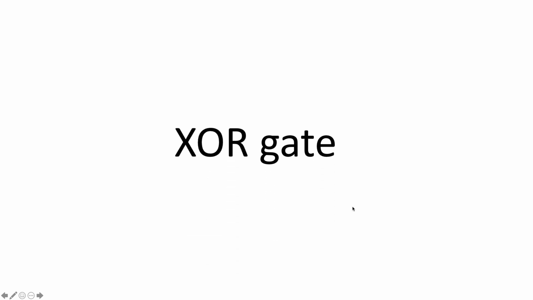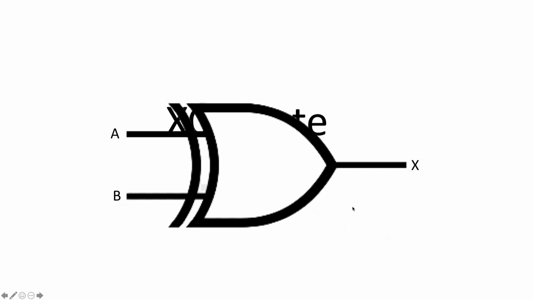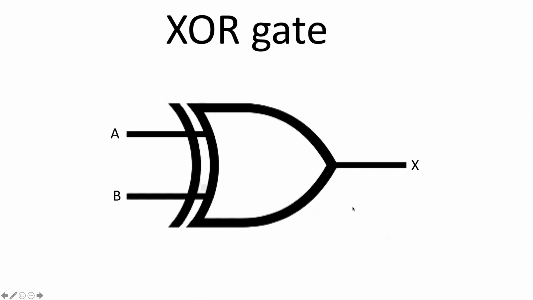Right, today we're going to learn the XOR gate. So the XOR gate looks like this. It looks very much like an OR gate, except that it has this little part at the back to indicate that it's actually an XOR gate and not an OR gate. It has two inputs, A and B, and it has output X. There's only one output.